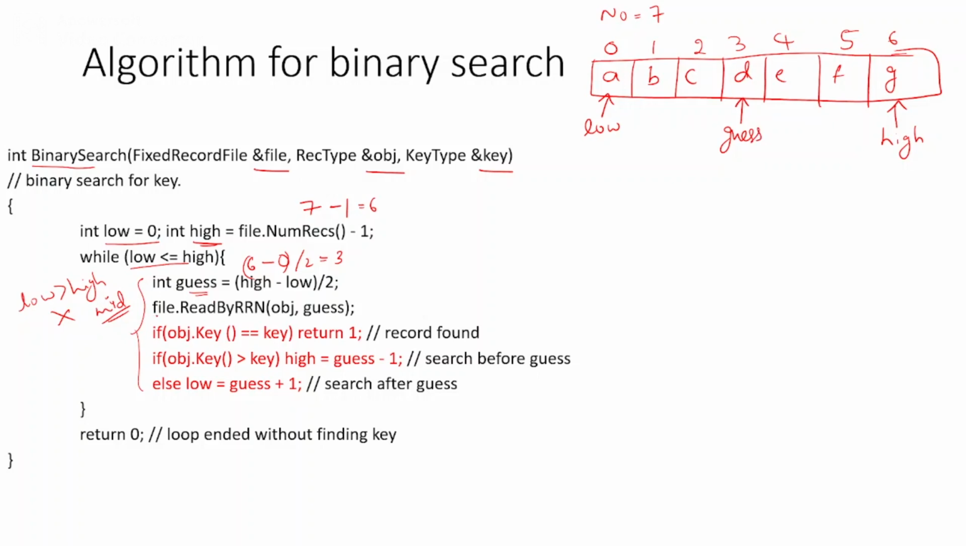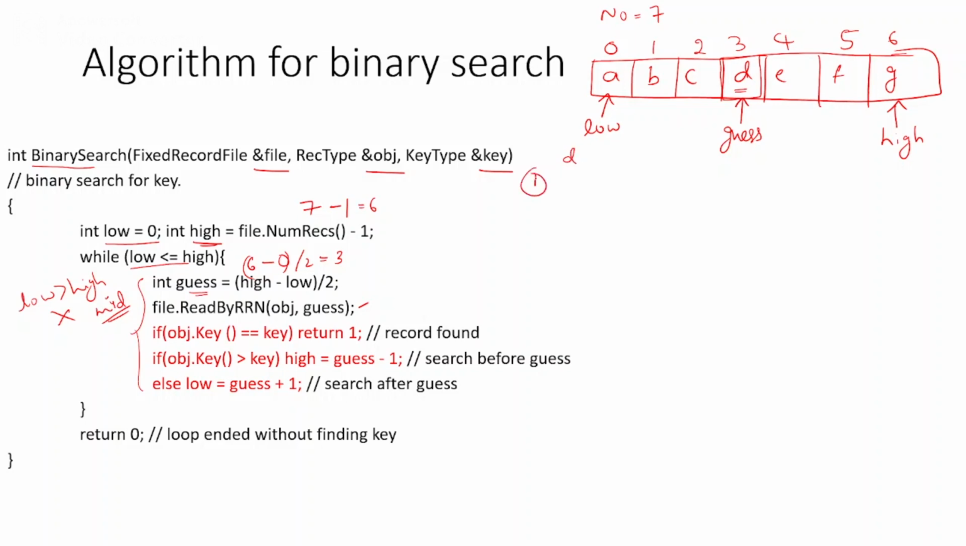Now you are going to read by RRN. You go to the file and read the RRN with the object and guess as the parameters. The read by RRN function will be done with the object and guess. That means you get whatever value is stored at guess. Now compare: if object.key is equal to key, then return 1. What is object.key? The key which you got just now. So object.key is D.